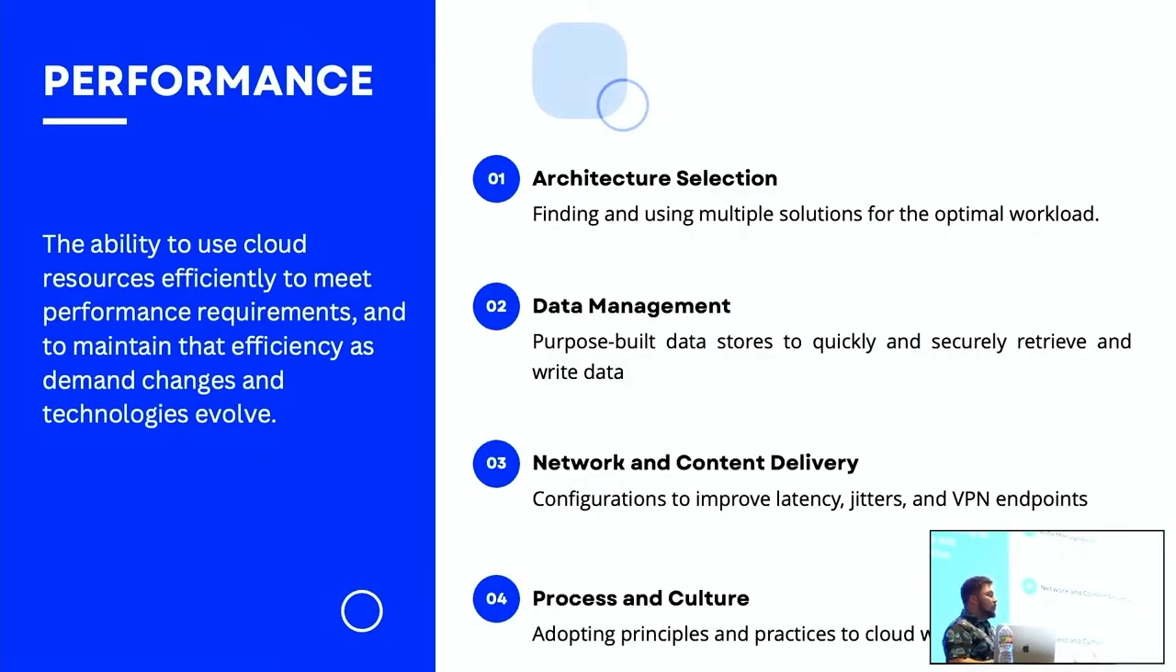Our third pillar is going to be performance. So we're thinking about how our architecture works as a whole, finding and using multiple solutions for the optimal workload. We have how we're holding and managing data, right? So purpose-built data stores that quickly retrieve secure data. We're thinking about how we're delivering that data over our network, and then how we're going to implement that principle and practice throughout multiple different workloads and cloud environments, so they're all able to interact with each other.